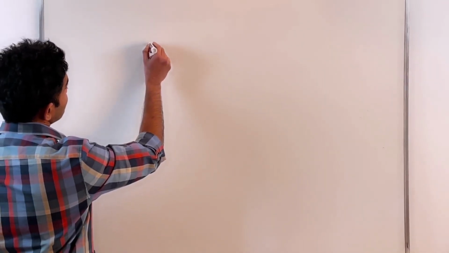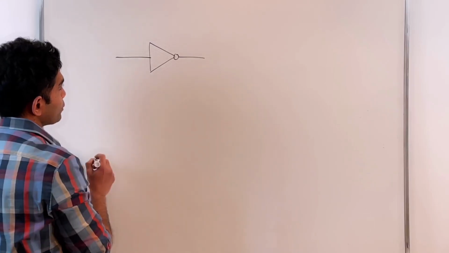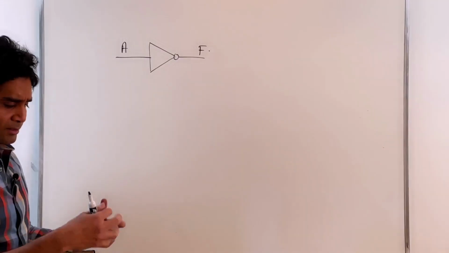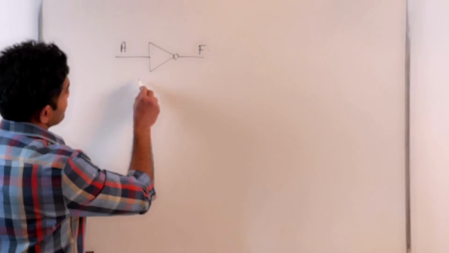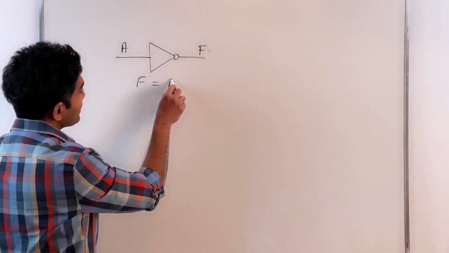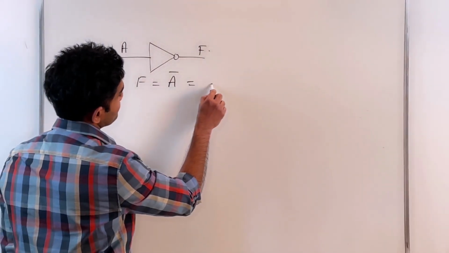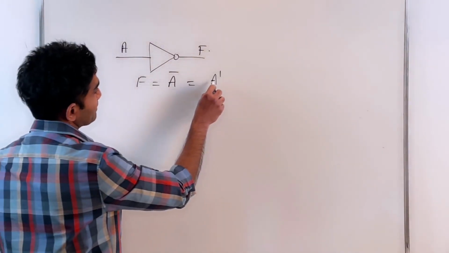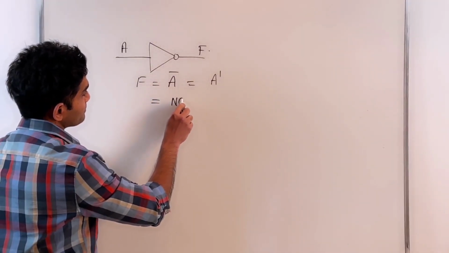A NOT gate, again, is a single input gate. That's the symbolic representation for the NOT operation. So that's A, that's F. F is the output. Typically in these circuits, we'll represent the output as F. Symbolically, algebraically, I can write F as not A, or I can also write this as A prime. A bar or A prime doesn't matter. They convey the same information. I would say this as a logical expression as not A.